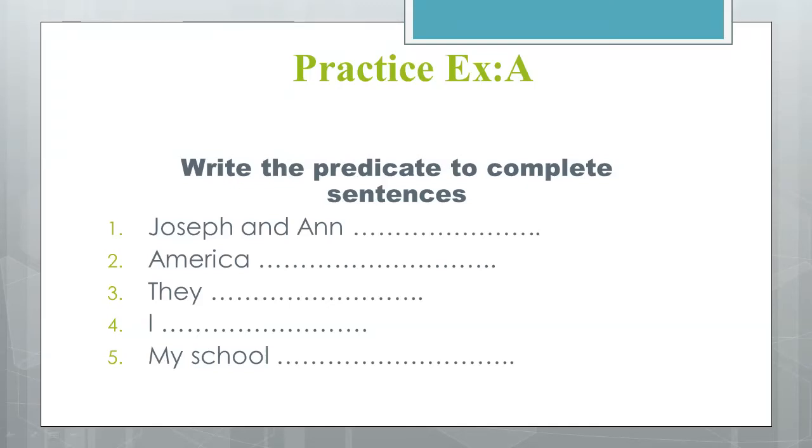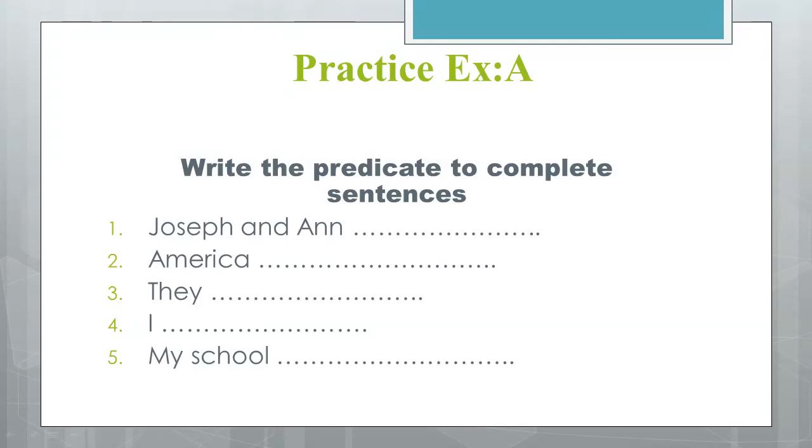Number 2 is America. Say something about America. They. Tell us something about them. I. Tell us something about yourself. My school. Tell us something about your school. Complete these sentences. Put some predicates in these sentences to make them complete.